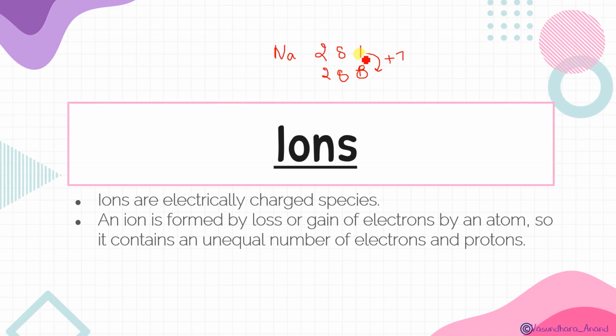Or the other option is it will lose this 1 electron, so that it will have the 2-8 configuration. And again, the outermost shell is having 8 electrons, isn't it? So there are two options.